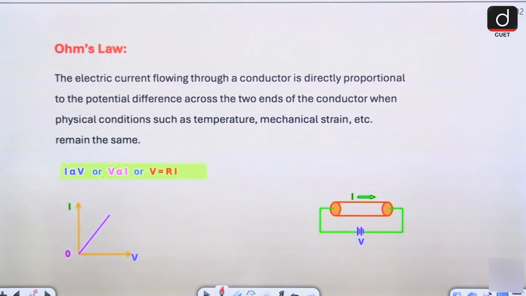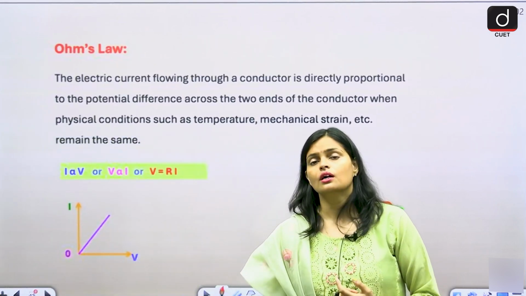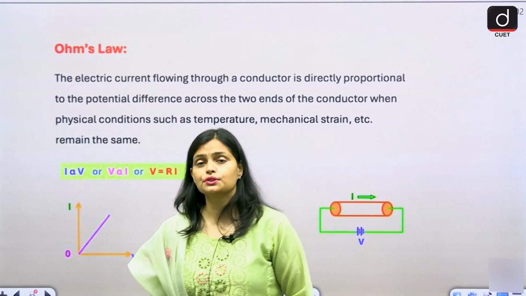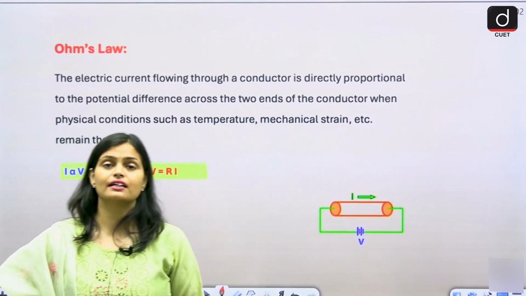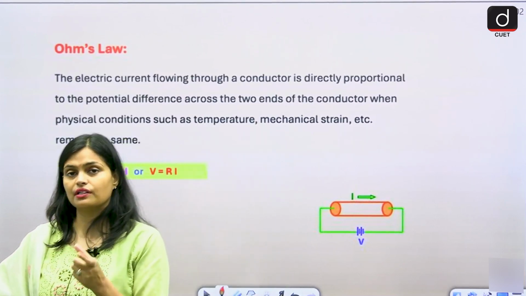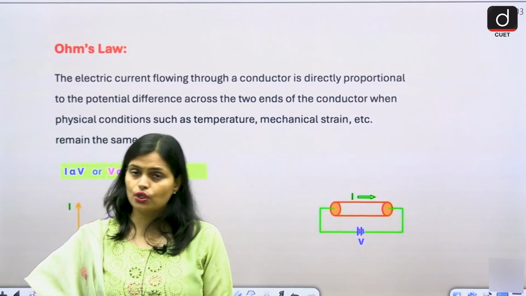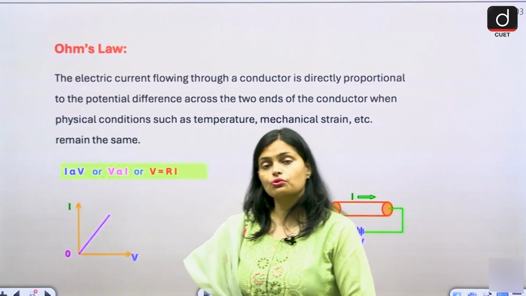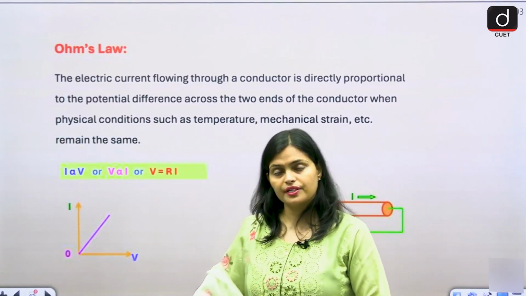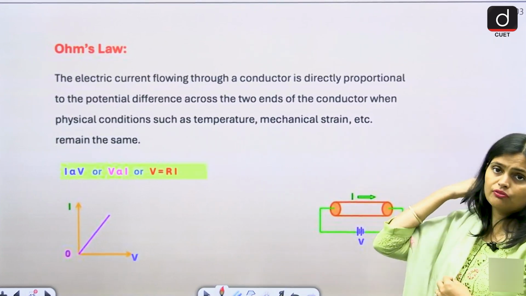Then the next topic we have is Ohm's law. So guys, Ohm's law is basically about electric current. Ohm is the name of a scientist, and he gave the relationship between the current and the potential difference, that is, voltage. On the basis of that he proposed a law. But Ohm's law is only for conductors. It is not applicable for insulators.